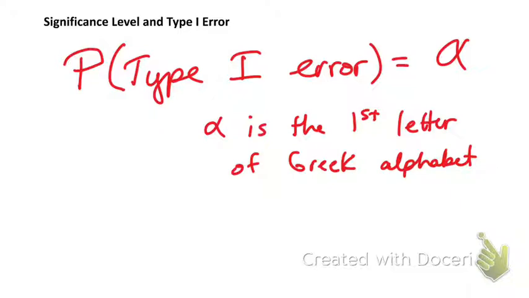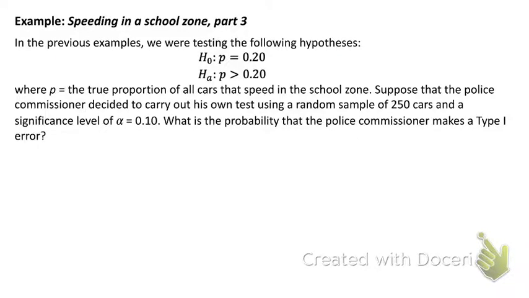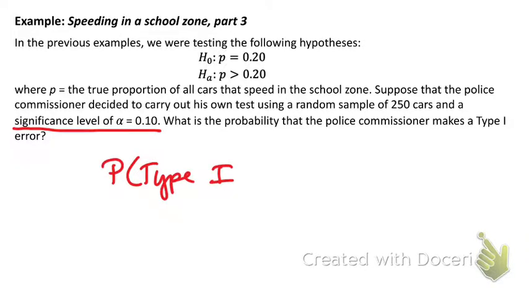All right, so back to this example one more time. Previous example, same situation, but here's the difference. Suppose that the police commissioner decides to carry out his own test using a random sample of 250 cars and a significance level of alpha equals 0.1. What is the probability that the police commissioner will commit a type 1 error? The probability of a type 1 error is equal to the significance level, which in this problem is just 0.1.